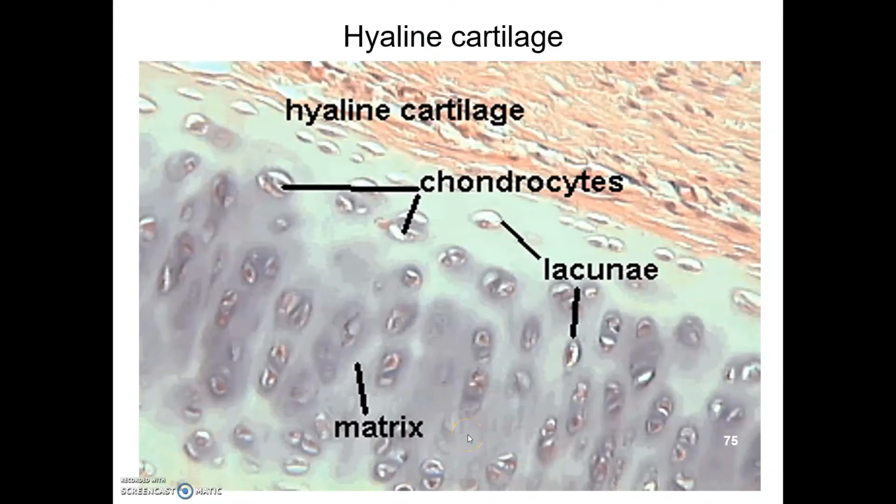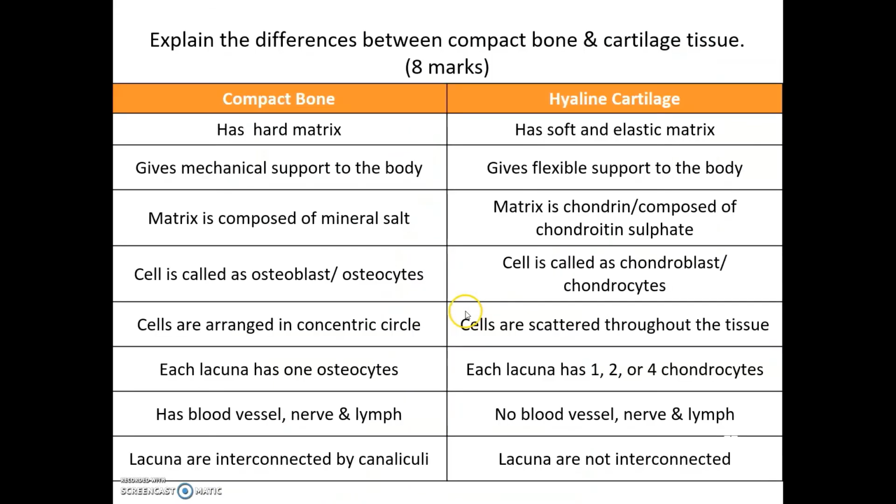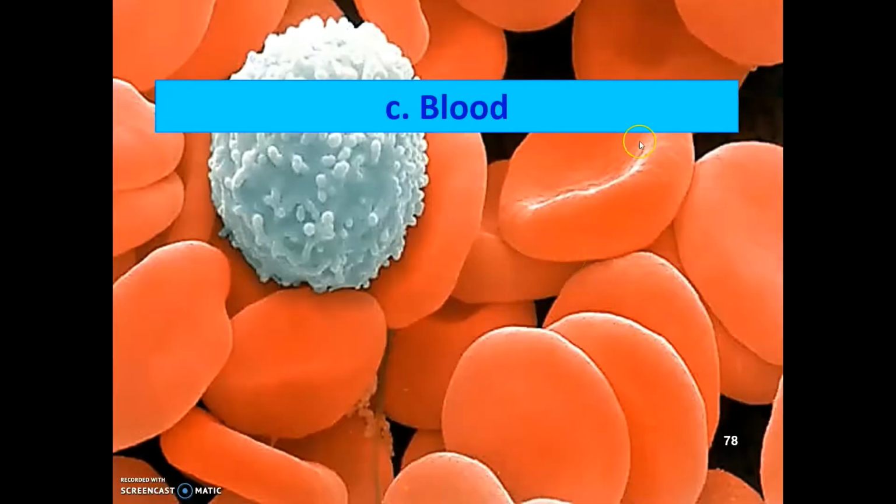Alright, so this is the hyaline cartilage, where the matrix can be found, the lacuna, and the chondrocyte can be found in the lacuna. This is the trachea, larynx. We have the hyaline cartilage here. So this compares compact bone and also hyaline cartilage.